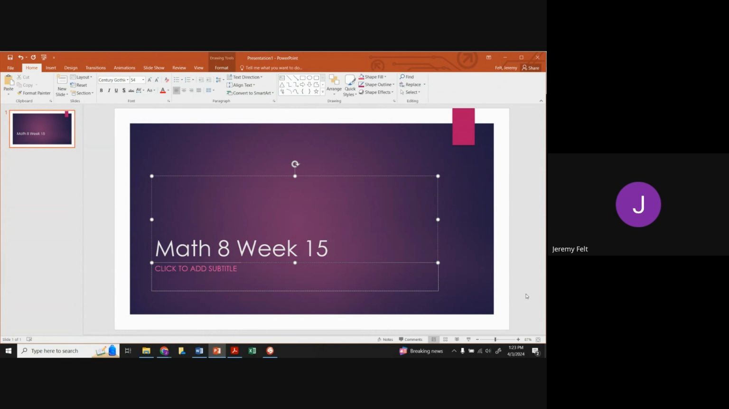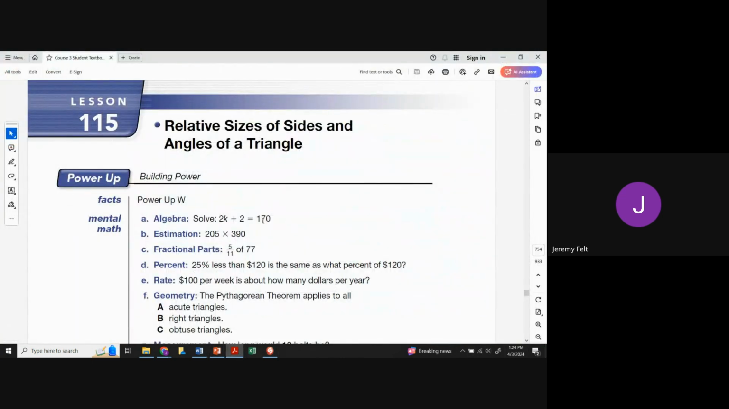This week we've got two lessons a day. So we've got 115, 116, and then 117 and 118. So four lessons to get through, but 118 we're getting through 120. So we are nearing the end.